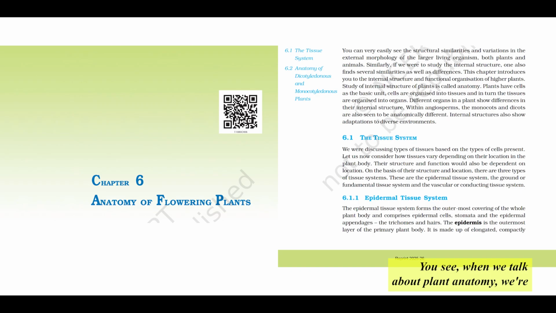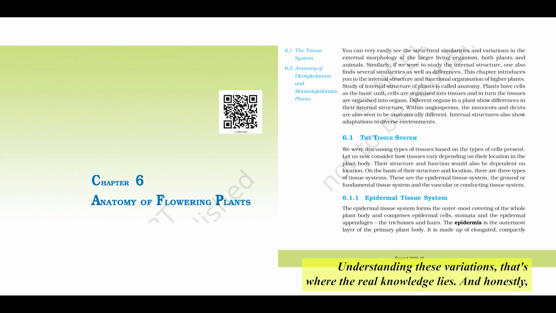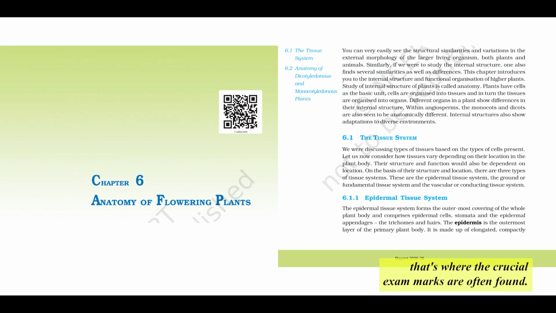You see, when we talk about plant anatomy, we're essentially delving into the study of their internal structure. Just think about the huge variety you see on the outside, right? Like the towering trees, delicate flowers, sprawling vines. Well, there's an equally intricate and diverse world hidden within them. And even within the same group, say angiosperms, if you compare a monocotyledonous plant to a dicotyledonous one, their external look might seem similar sometimes, but their internal blueprints often reveal these fascinating, really distinct variations. Understanding these variations, that's where the real knowledge lies. And honestly, that's where the crucial exam marks are often found.